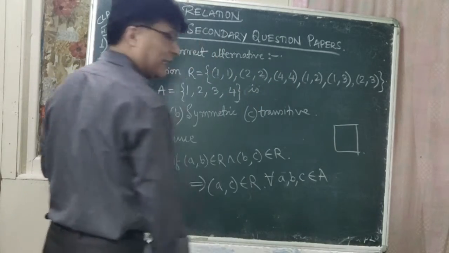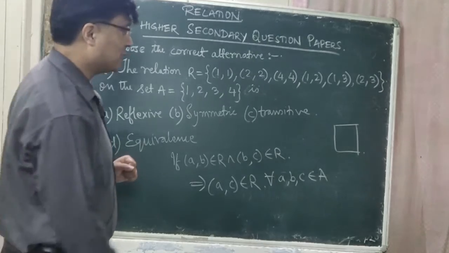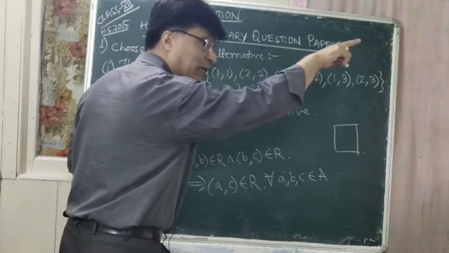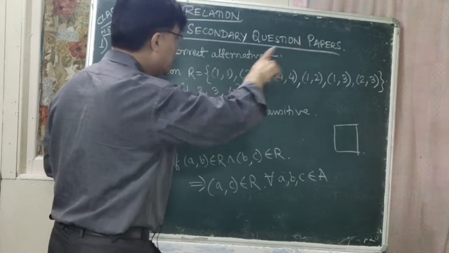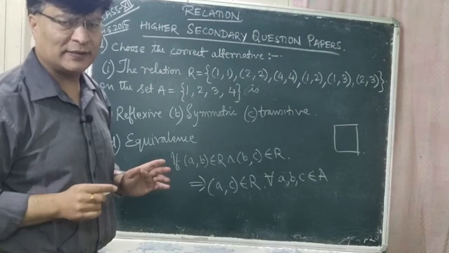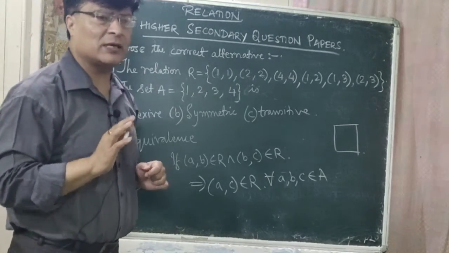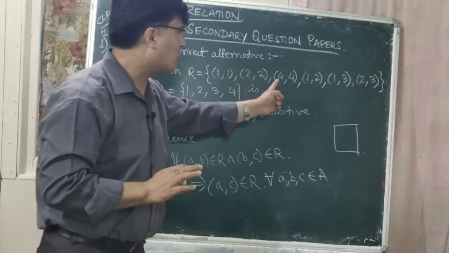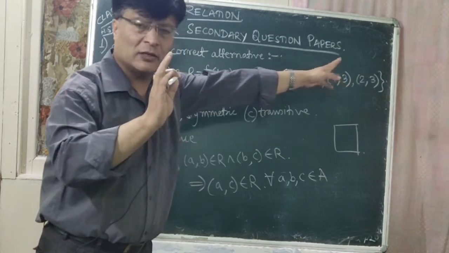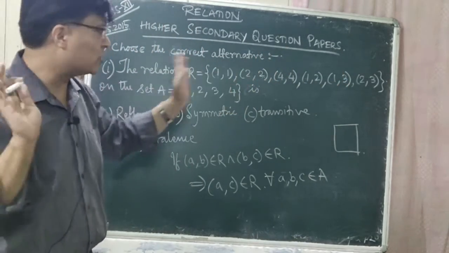4 comma 4 is there, right? There should be 4 comma something. Is there 4 comma something? No, no need of checking it. It is transitive. 4 comma 4 is there, but there is no relation like 4 comma something, so no need of checking this one. So it is transitive.